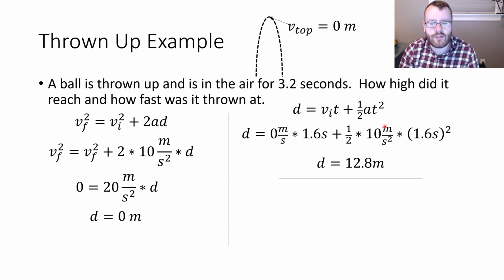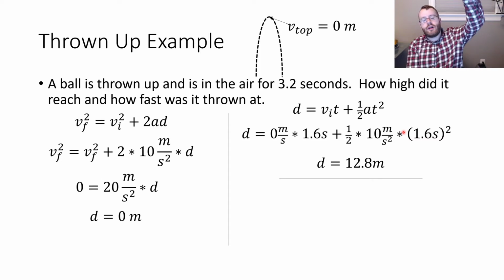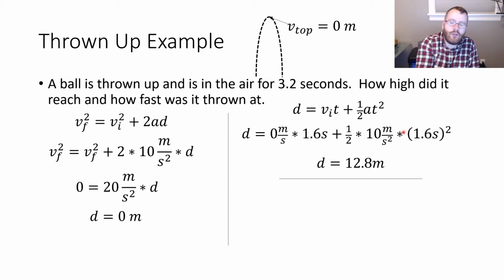If I was concerned about sig figs, well, it would need to be, I guess, 10, but 13, 12.8 is fine. I didn't pay attention to sig figs for this one. So it went from up at the top back down to my hand. It took 12.8 meters of displacement.